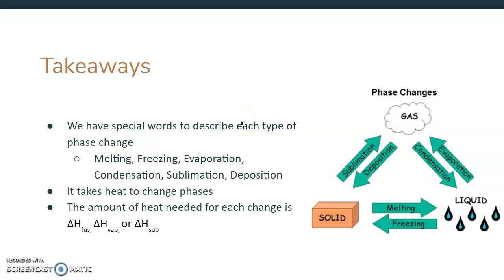We're going to go into how to calculate how much energy is removed or how much energy is put in during a phase change coming up. But this is just kind of, you could call it, the base layer or the foundation of what we're going to be learning about.